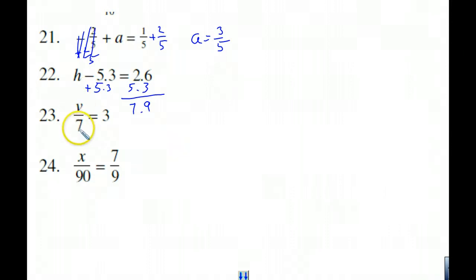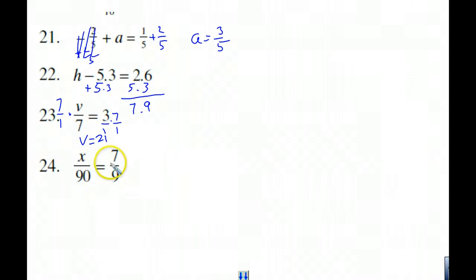23, what divided by 7 equals 3? So divided by 7 we can undo by multiplying both sides by 7, or 7 over 1. So we'll get B equals 3 times 7, which is 21. So 21 divided by 7 is 3.